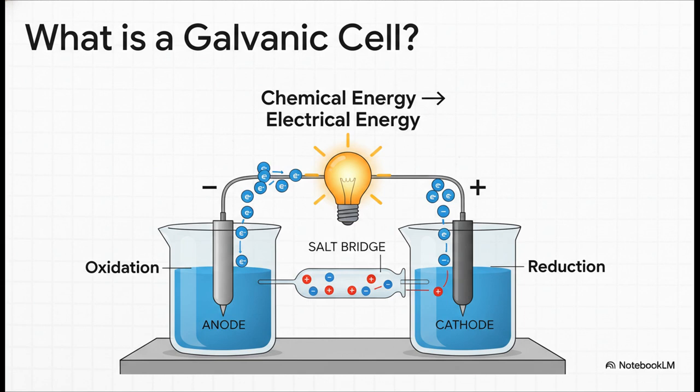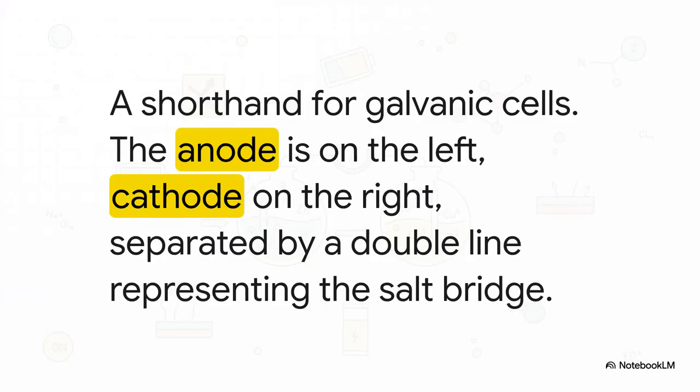A key thing to remember here, the anode is the source of electrons, so it's negative, and the cathode is where they're headed, so it's positive. Now, chemists don't want to draw a whole diagram every single time, so we use this shorthand notation. It's super simple once you get it.